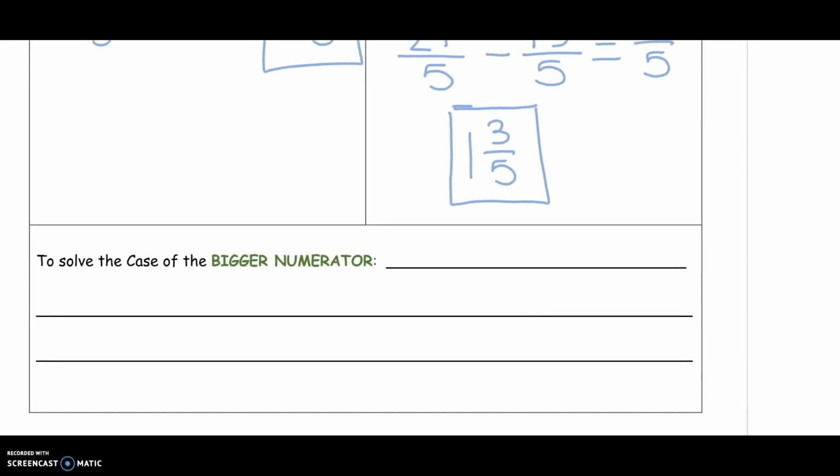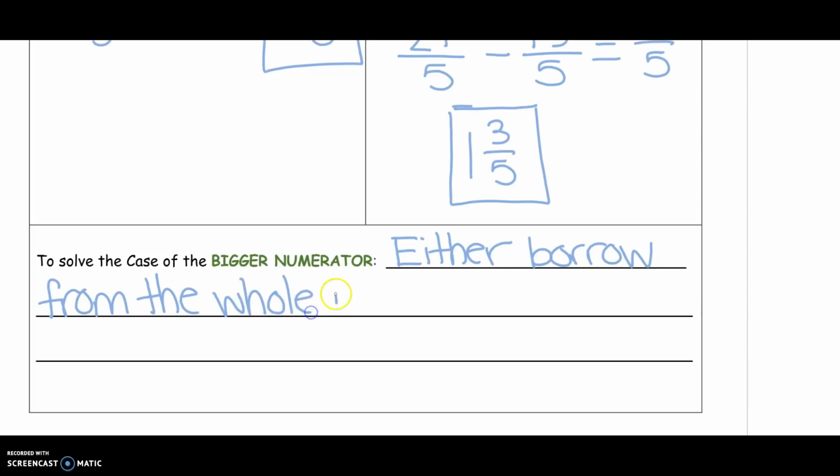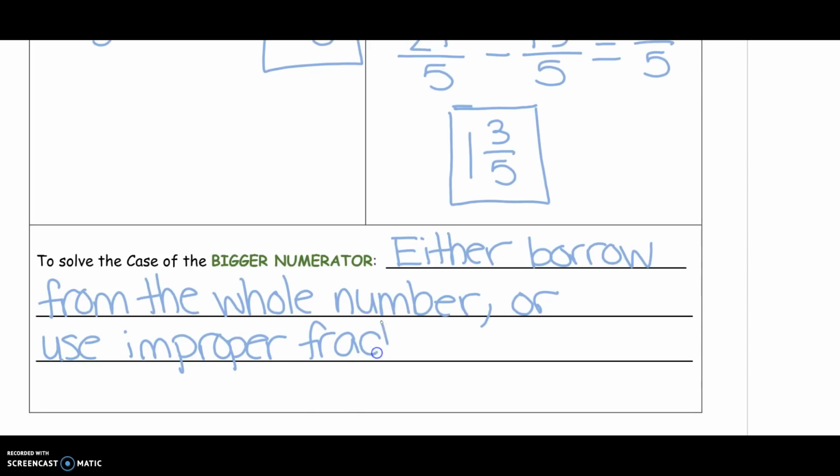So to solve the case of the bigger numerator, either borrow from the whole number or use improper fractions. And remember, through all of this, you need to make sure that you have a common denominator before you do anything.